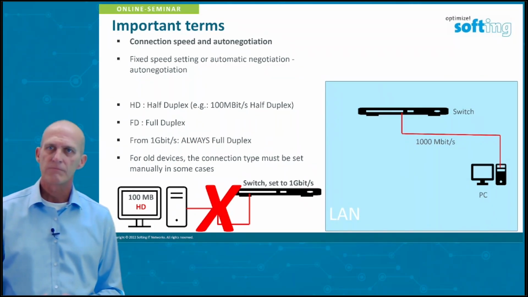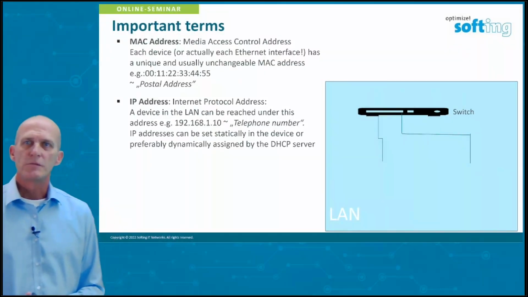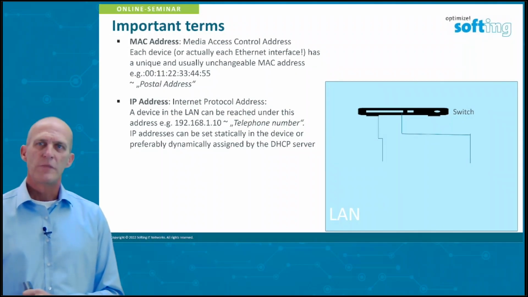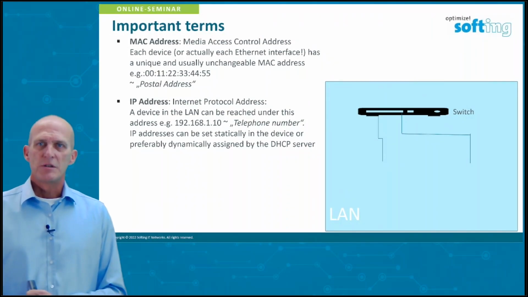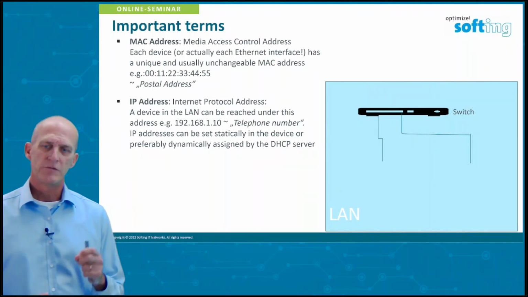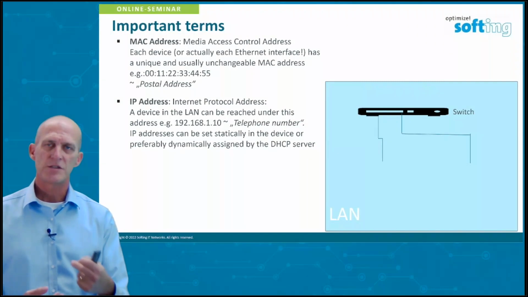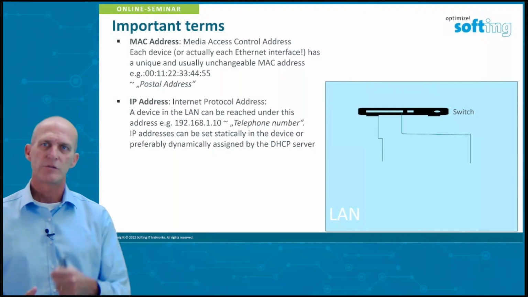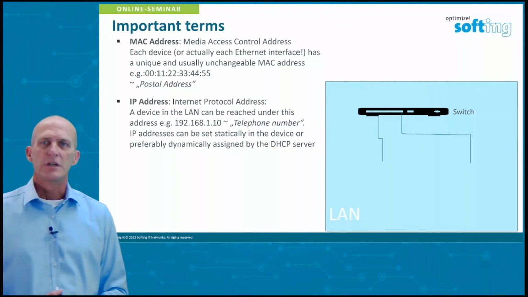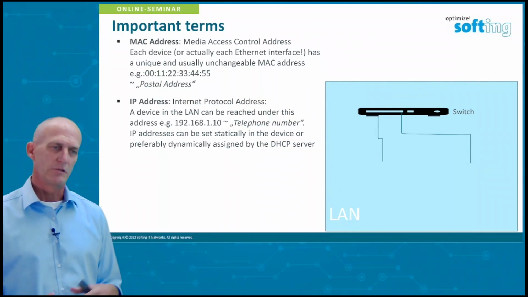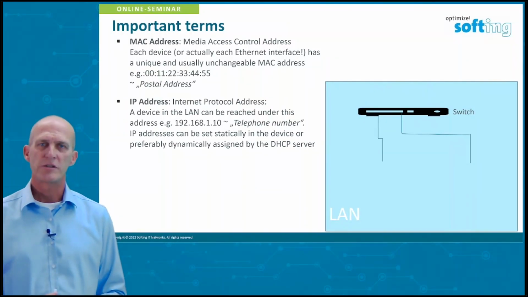So let's look a little bit more about important terms. MAC addresses and IP addresses. The MAC address, the media access control address, that's a unique address of the physical interface on your device, on your computer, for example. That's the address of your RJ45 port, for example. This is unique to a device, and in the outside world, you can compare that to a postal address of your house. That will not change.